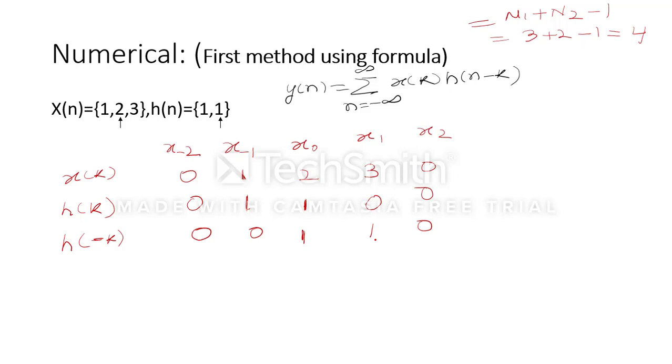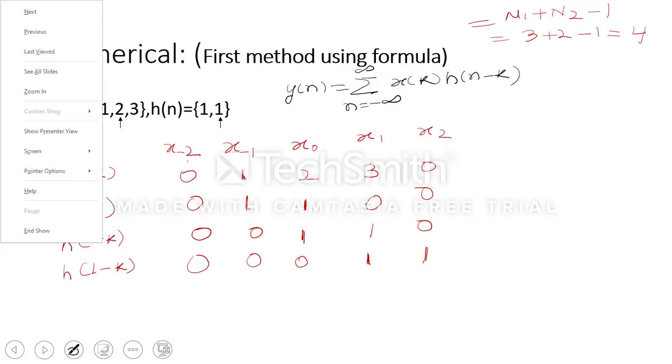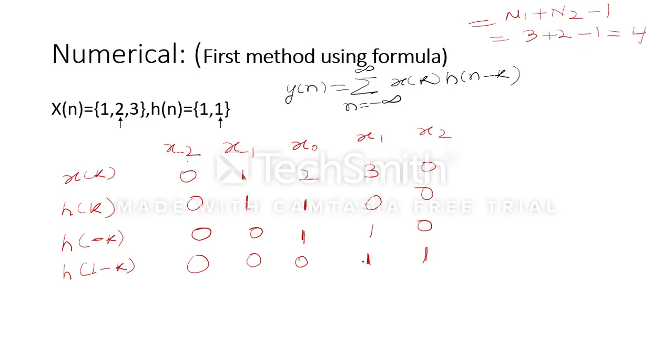So h(minus k) we have calculated. Now suppose h(1 minus k) we have to calculate, which means h(minus k) is going to shift towards the right side. So this sample will become 0, this is 1, this is 1. Always remember that we have to find the convolution of all the shifted signals with respect to x(k). If you do the overlapping, here it is 0, here 0, multiplication gives 0, and here one value is coming. But if you shift it again, there will be no overlapping area.